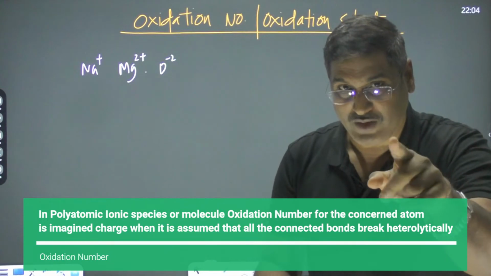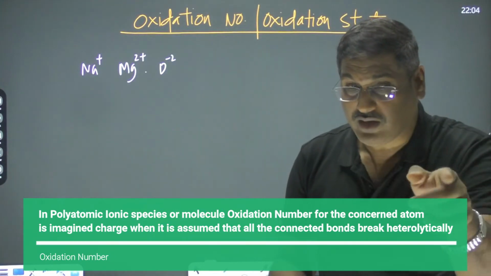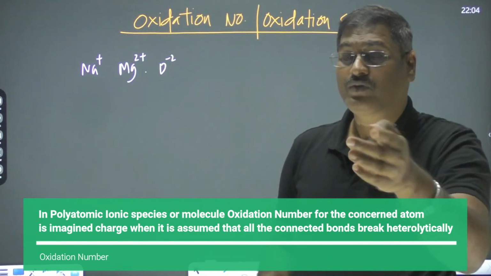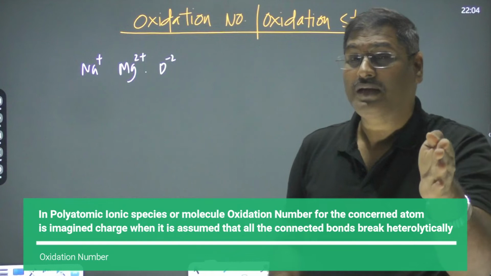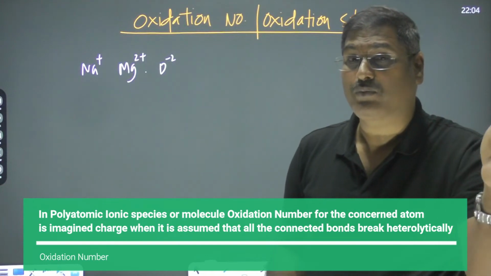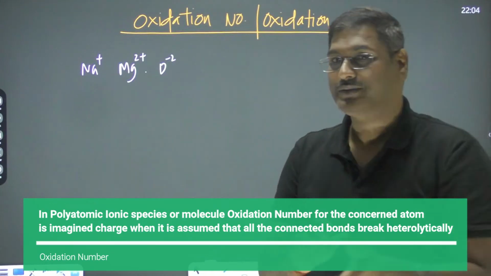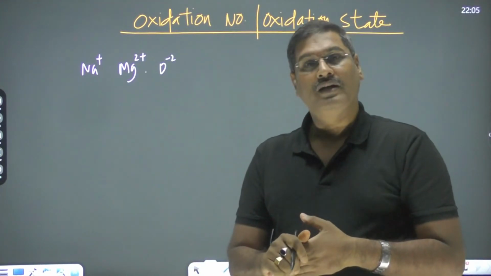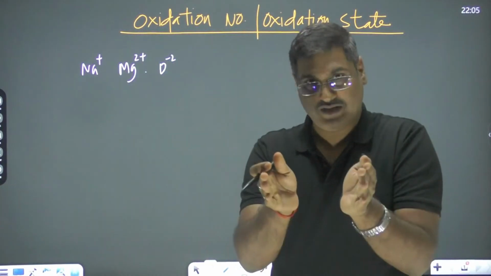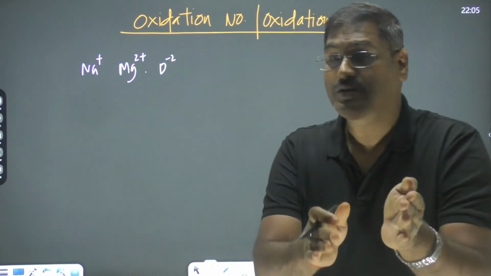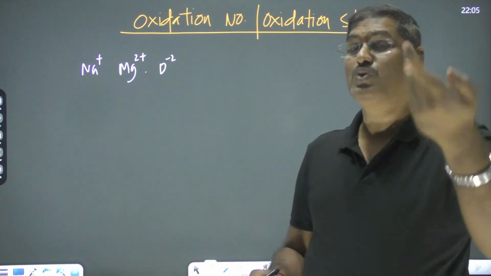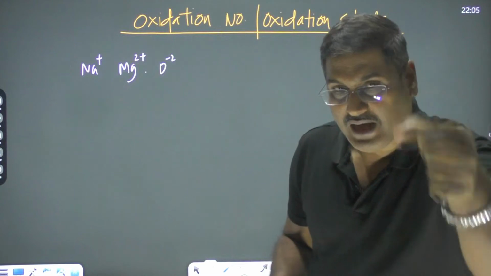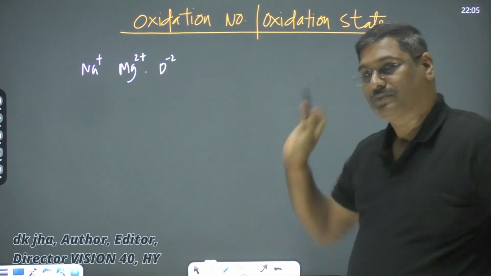There are two types of cleavage, I hope you remember: homolytic and heterolytic. When heterolytic cleavage takes place, the more electronegative atom retains the bonded pair of electrons. And in that condition of heterolytic cleavage, the charge formed on that particular atom is the oxidation number.